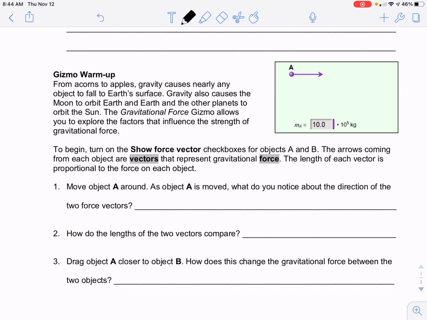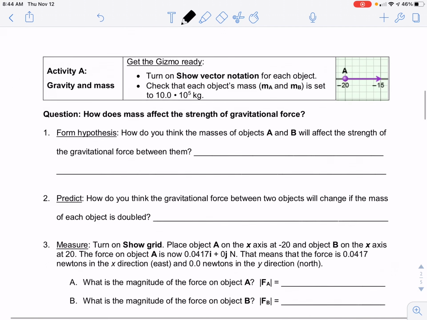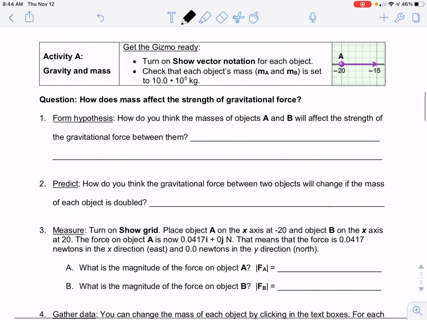Okay, now that you've had a chance to learn some of the basic factors involving this gizmo, let me show you a couple more before we begin. We're going to scroll or turn to the second page, Activity A, Gravity and Mass.